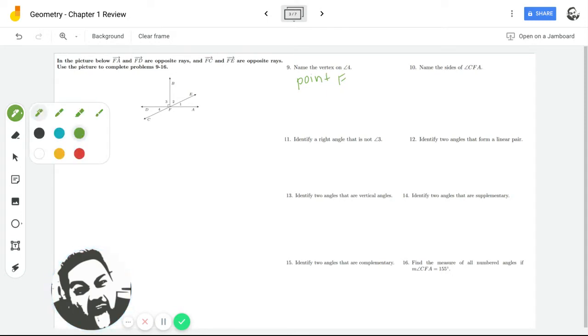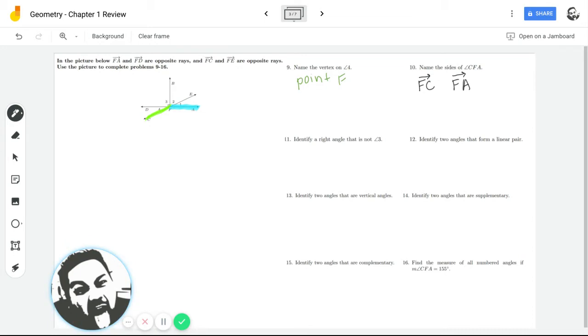Name the sides of angle CFA. Angle CFA goes C to F, and then it goes F to A. So my sides are those two segments. The sides are ray FC and ray FA. Angles have two sides, FC and FA, and they meet at vertex F. Moving on to question 11.